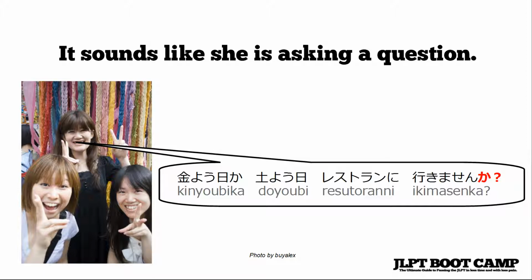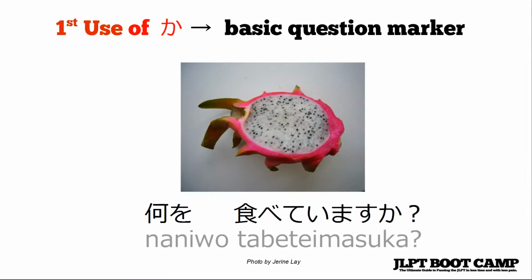If you're going to ask a question, we need the basic question marker, and that's the first use of ka that we're going to go over today. And this is just the basic question marker. For example, this sentence, "Nani o tabete imasu ka?" is what are you eating? What is that strange thing? And ka, to put it frankly, is the most correct question marker. It's what you're going to see on the JLPT.